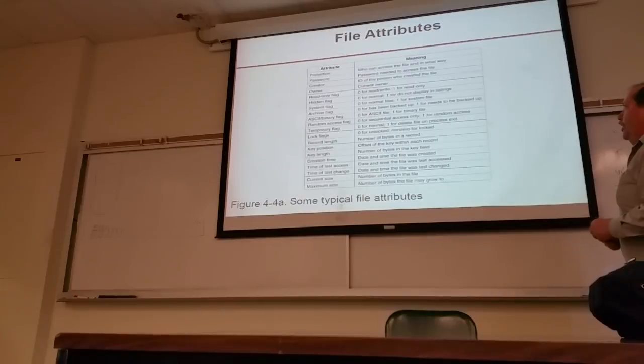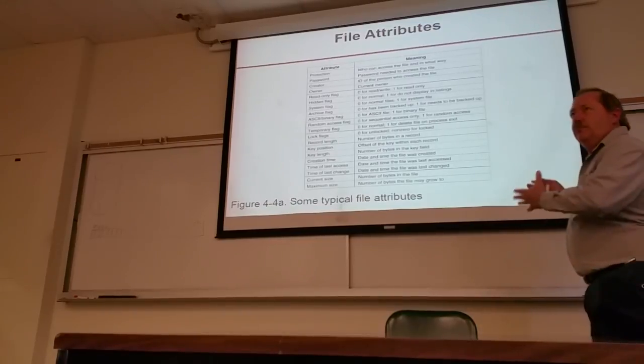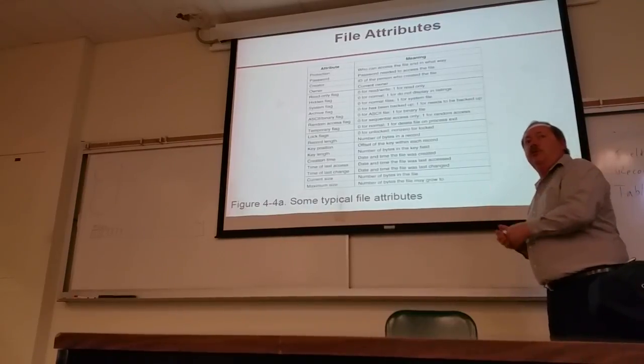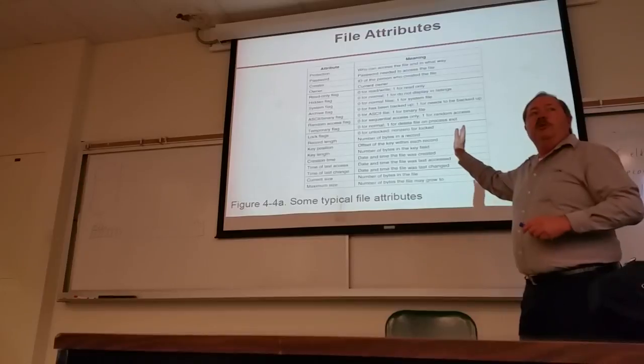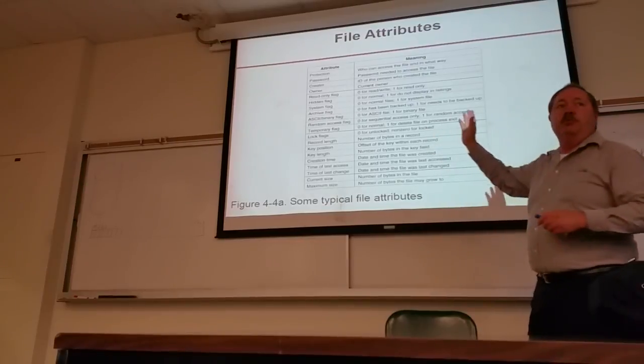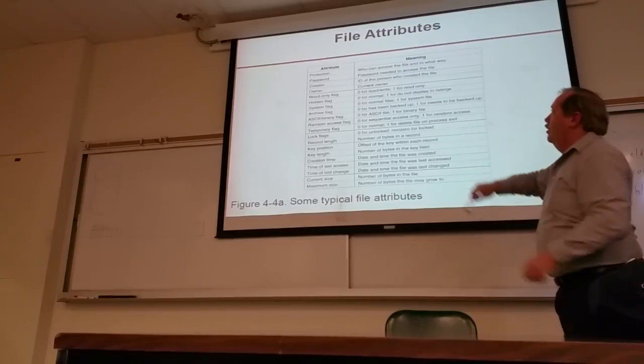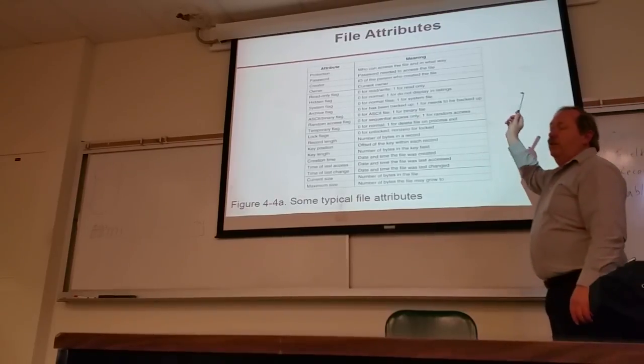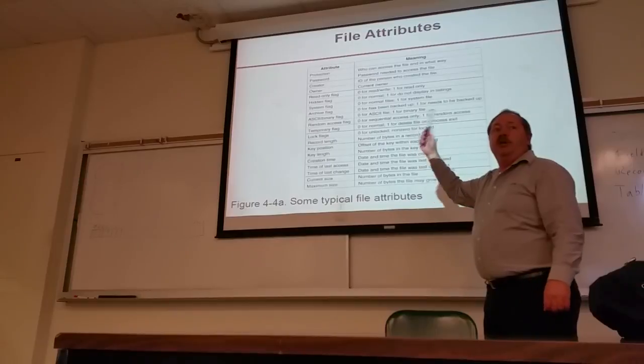Now some of the attributes for the file itself. This isn't necessarily a complete exhaustive set for any one particular OS. These are what you'll normally find in every operating system. Some operating systems will require more. But they're going to have things like who owns this file, who created the file, and what are the protection bits on this file?